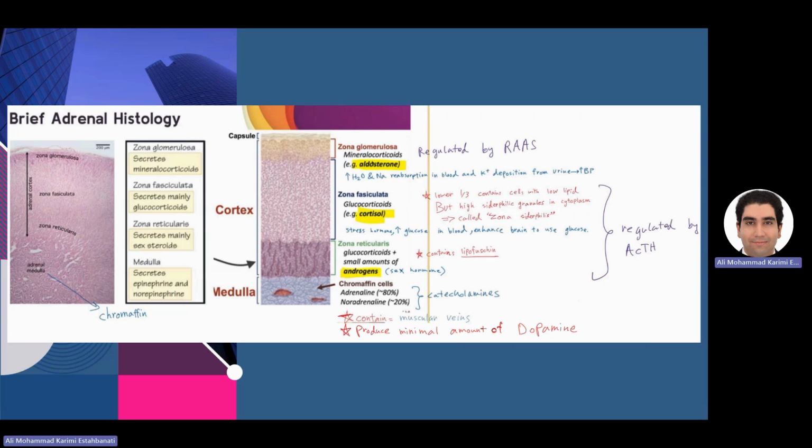Medulla, as I mentioned, has chromaffin cells. They produce catecholamines. Now, what are catecholamines? Basically, catecholamines are adrenaline and noradrenaline, that is, epinephrine and norepinephrine. So these are the 2 hormones that are produced in that area. Technically, this area has muscular veins, and it does produce a very minimal amount of dopamine, which is good for us to know because it can be one of the questions that comes in the final MCQ exam.